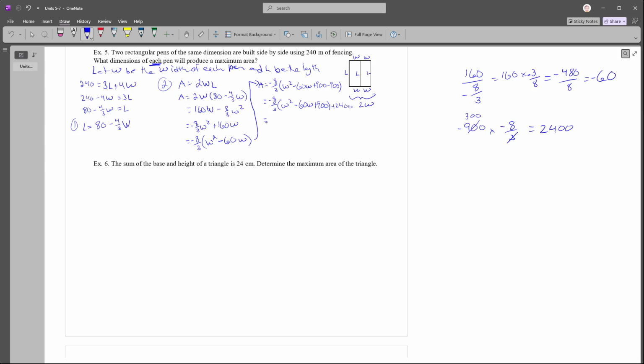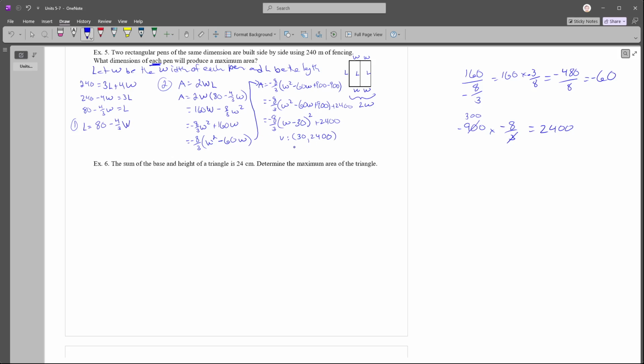And now we have to finish. We have a perfect square trinomial inside, so we have negative 8/3. And then inside we have W minus, what was that? 30? Yeah, 30. The square root of 900 is 30, squared. And then we have our plus 2400 on the outside. So we have our vertex. Our vertex is at 30, comma 2400.